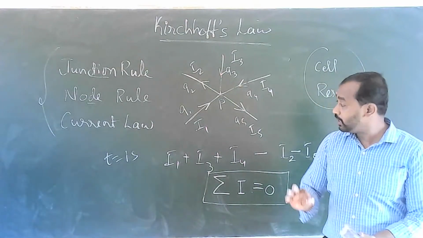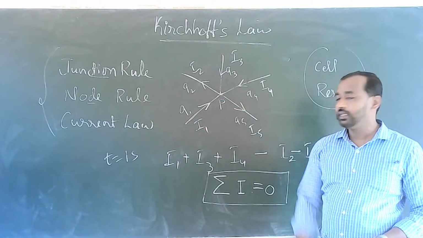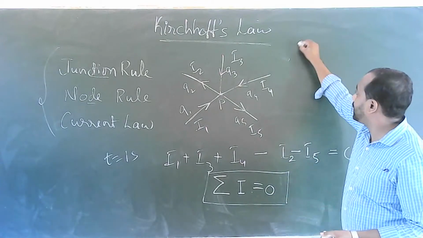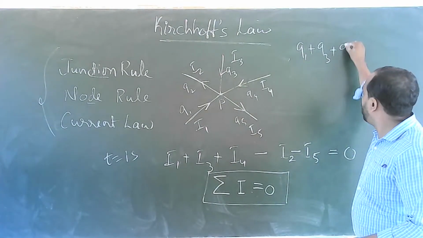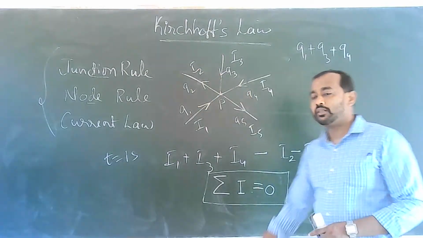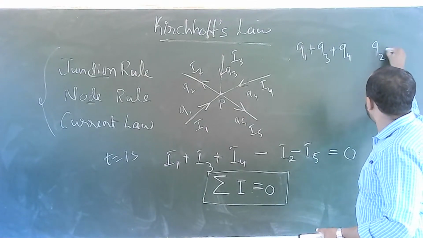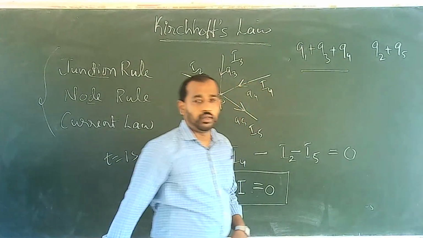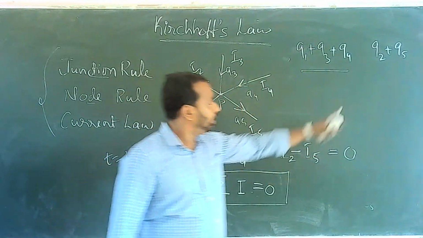That means the total charge reaching the point P, which is the junction, in a time span of 1 second, how much will it be? It will be represented as Q1 plus Q3 plus Q4. How much charge is moving out of the junction will be represented as Q2 plus Q5. The first sum represents the total charge entering the junction in 1 second.